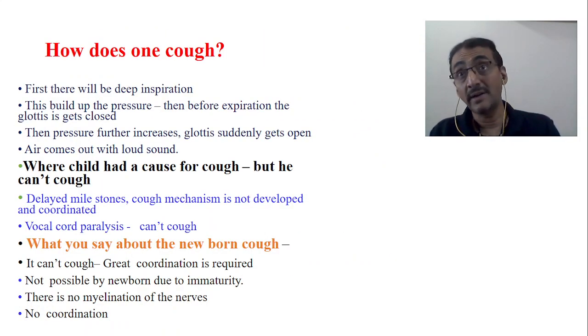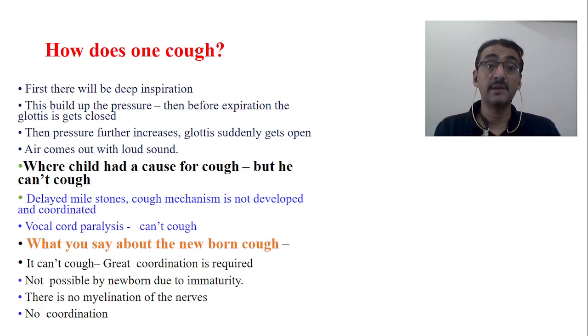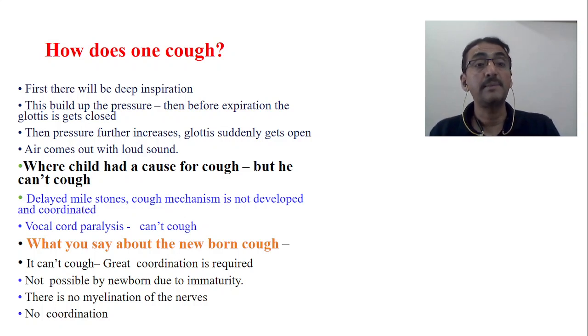So how does one cough? How will a patient cough? First there will be deep inspiration, which builds up the pressure. Before expiration the glottis gets closed, then the pressure further increases, and the glottis suddenly opens. Air comes out with a loud sound.